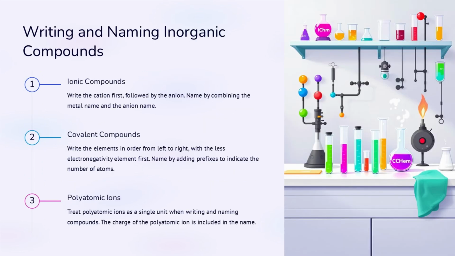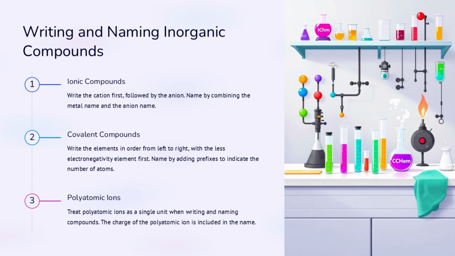Ionic compounds are made up of a cation, a positively charged ion, and an anion, a negatively charged ion. When writing ionic compounds, we list the cation first, followed by the anion. To name ionic compounds, we combine the name of the metal and the name of the anion.